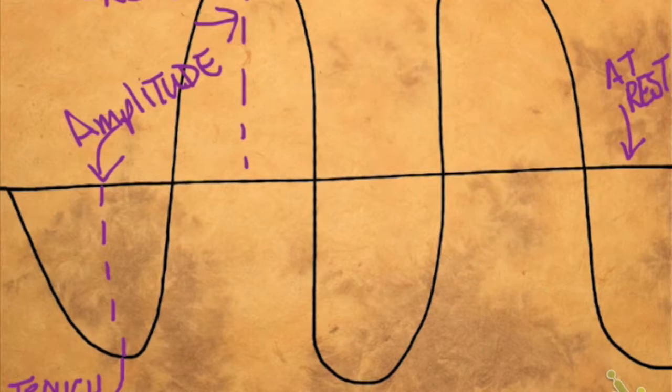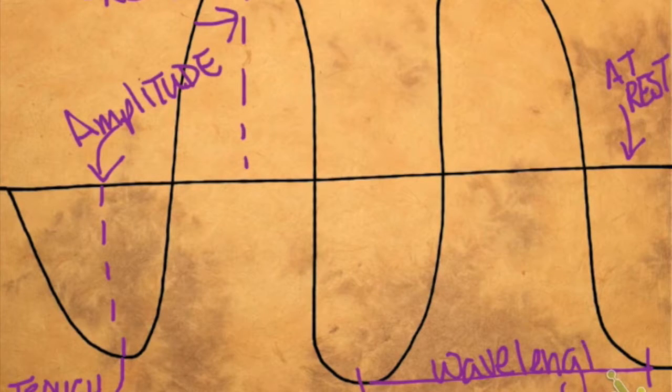And then next we have the wavelength. Wavelength is the distance between two adjacent similar points. So on a wave, you can go trough to trough. This would be one wavelength. Or you can go from crest to crest. So this would be one wavelength.